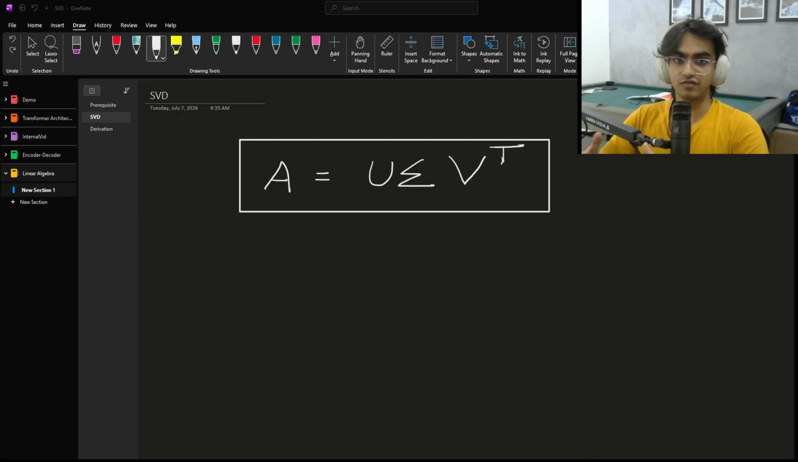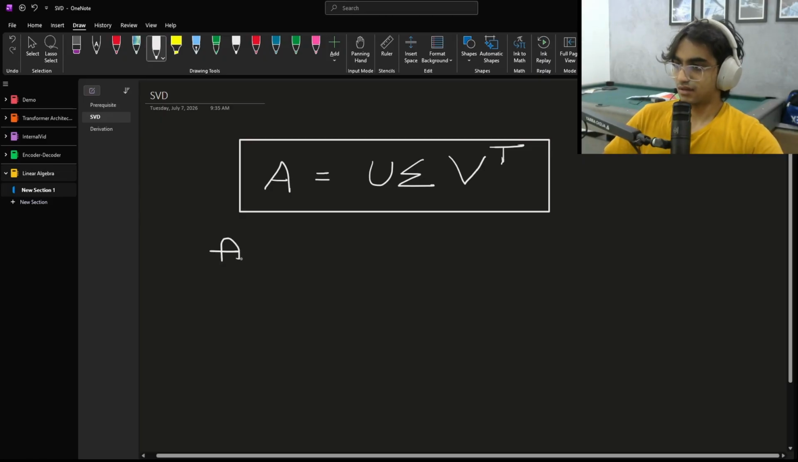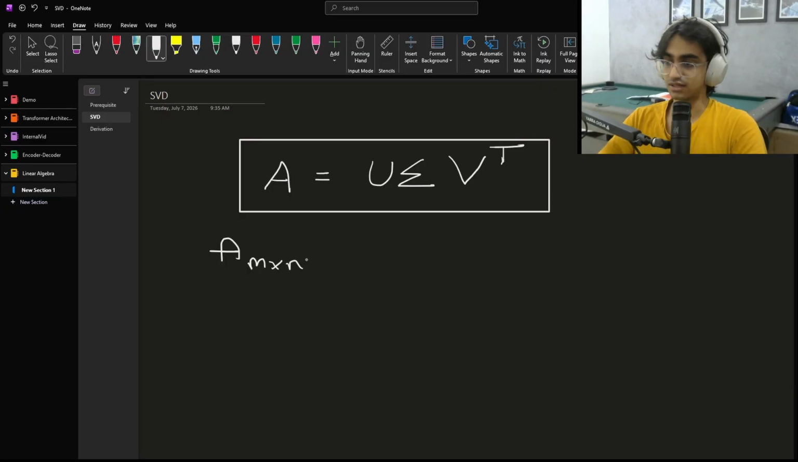So here is the formula for SVD. SVD, if you didn't know, stands for Singular Value Decomposition. A is a generic matrix, M cross N. It needn't be square, it can be rectangular as well. That's one of the advantages of SVD compared to standard diagonalization. In standard diagonalization, one, it needs to be a square matrix, and two, you need to satisfy the condition of diagonalizability. But SVD works for every single matrix, there's no exception to that.